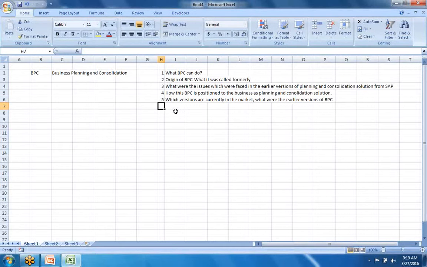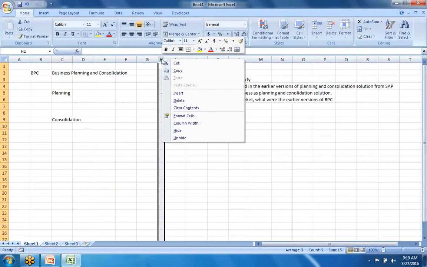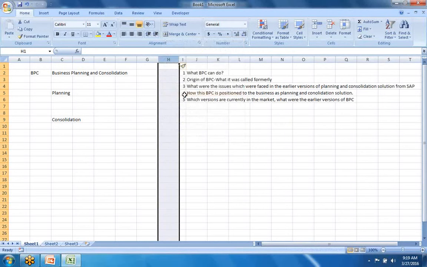So what exactly is BPC? It stands for Business Planning and Consolidation. This product, which is categorized under the analytical solutions from SAP, can help in doing enterprise-wide planning and consolidation. First we will understand what exactly planning and consolidation is, and then we'll go on to answer further questions.